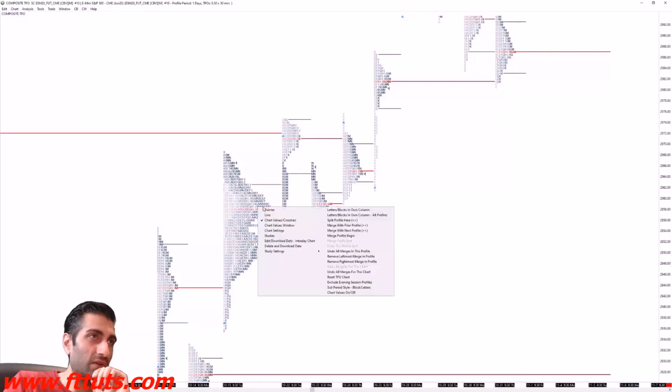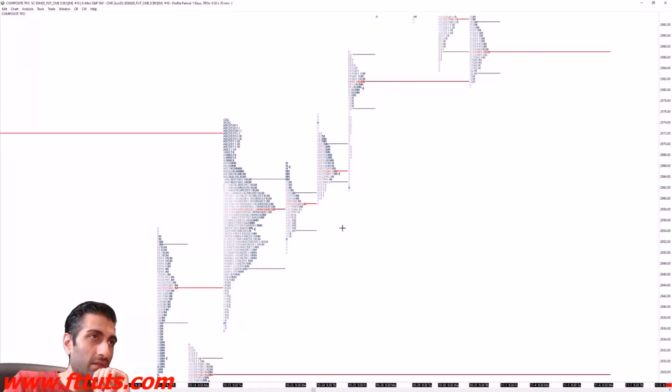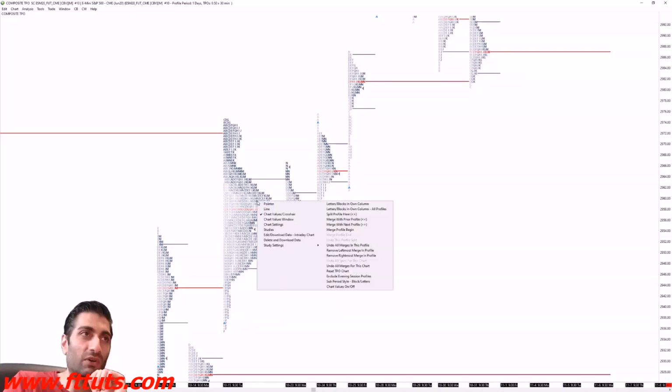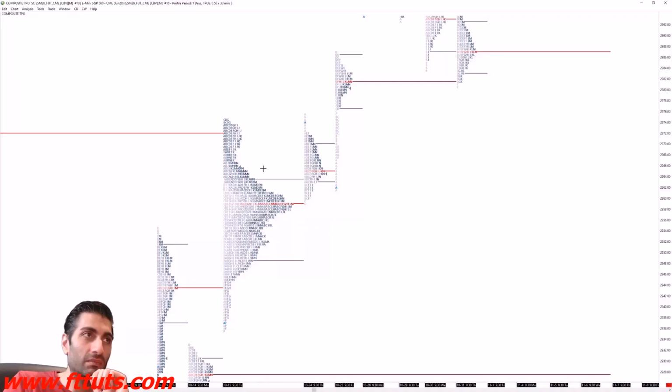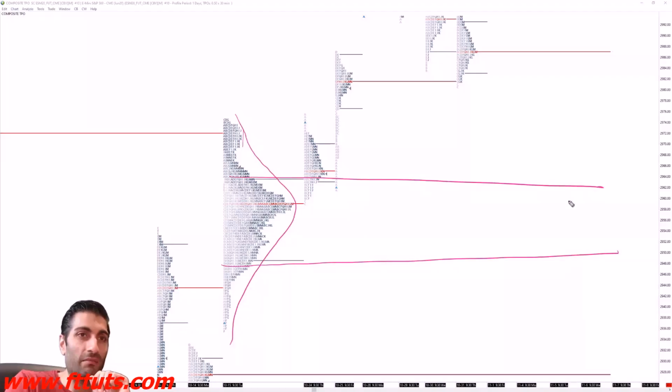Merge with next profile. Do you see it doesn't look right when I merge with next profile initially, but when I've merged with this profile, I think it looks quite good actually. I think it looks really good. Okay, ideally that's there and you wouldn't want it to be, but come on, markets are not perfect. Do we have a general really strong distribution? Yeah.